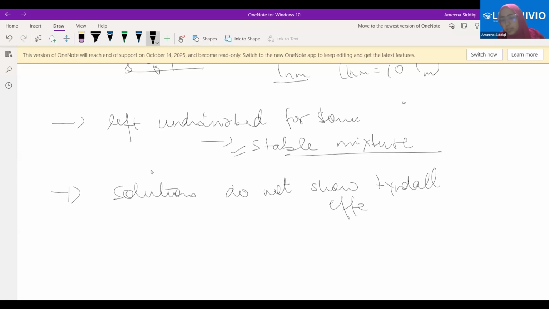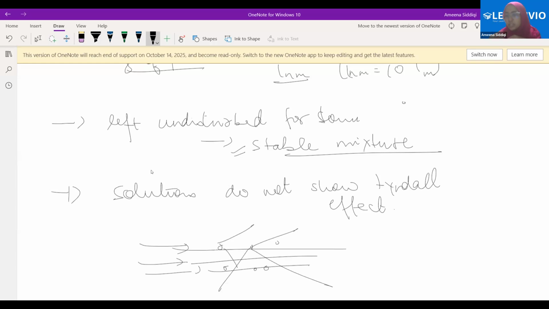What do we mean by Tyndall effect? Let's say these are the particles of the mixture or the solution, and these rays of light are coming. Since the particles in the case of a solution are very, very small, the light can pass as it is. It will not get scattered because of the size of the particles.